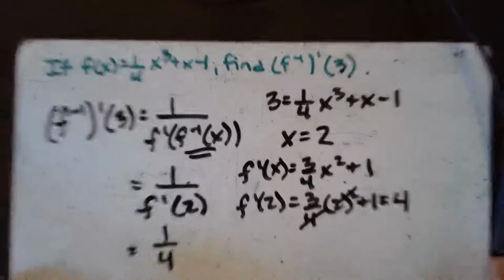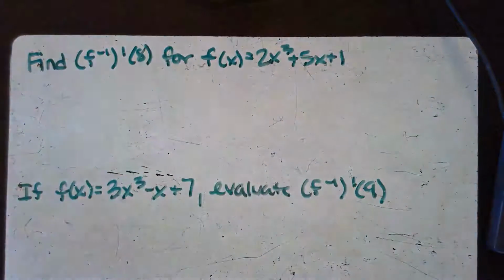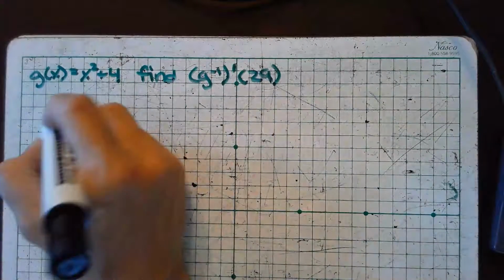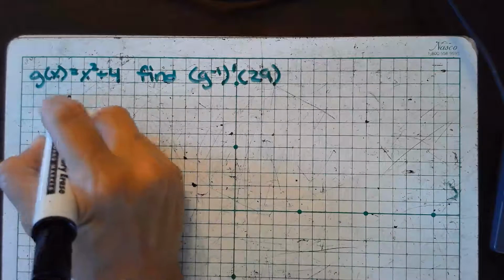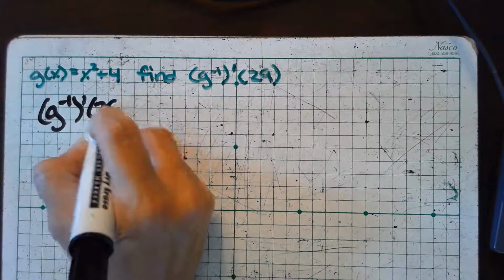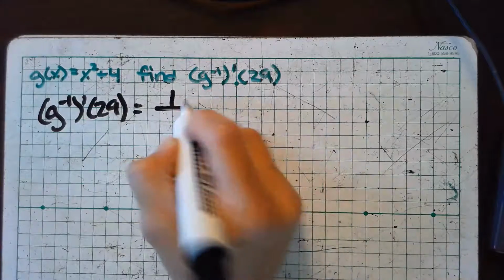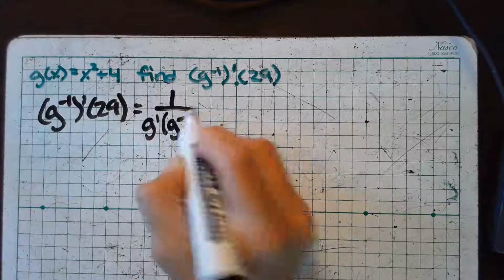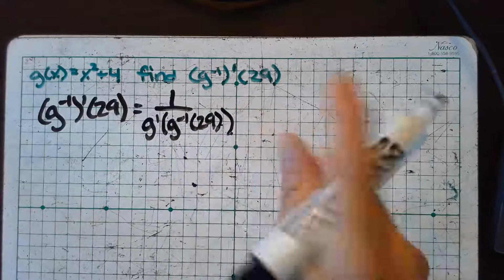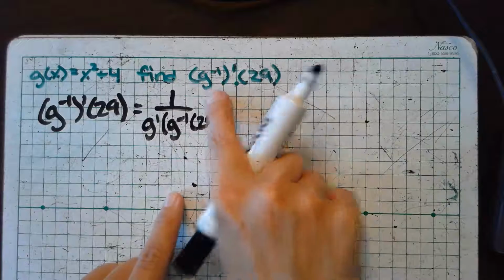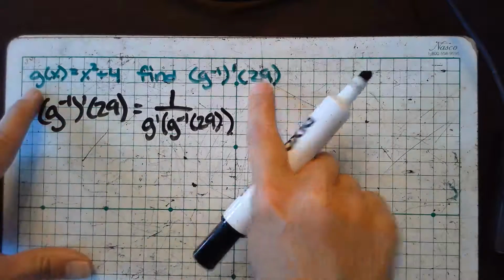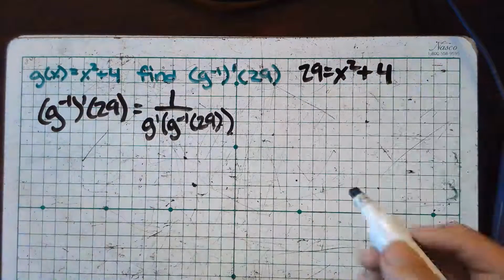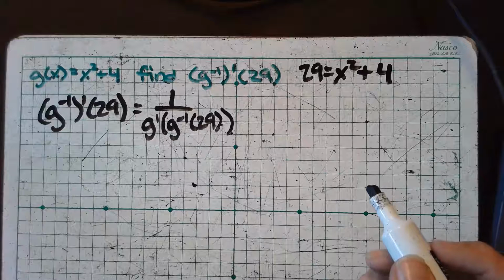All right, so let's do this again. I'm trying to find the derivative of the inverse. Recall this: the derivative, and then the x value is 29. So it's going to be g prime of the inverse of g at 29. Think: the x in the inverse is this, so for the real function, I can plug it in for y.